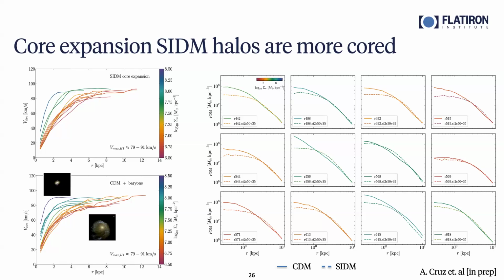And what you can see is that in the SIDM case, even though you are producing cores in the CDM case with the feedback, you're producing less centrally dense dark matter profiles in the SIDM case, and you're also producing more extended cores in the SIDM case compared to the CDM plus baryons case. And that translates into these slight differences in the shapes of these rotation curves.